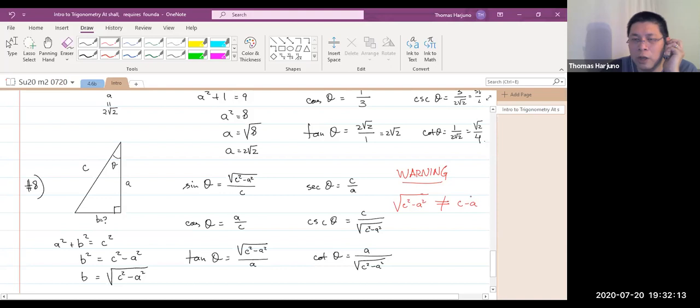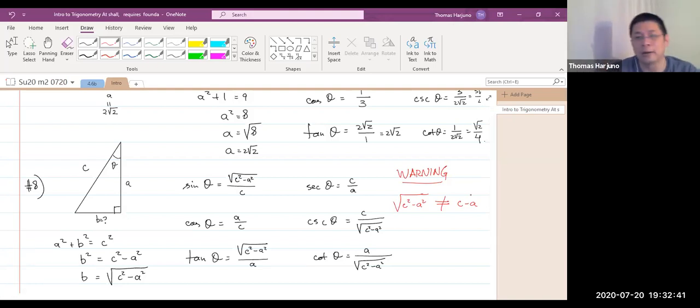Okay, and you can try using c and a equal to 5 and 4, let's say. Then you will see one of them gives you 3 and the other one gives you 1. So the square root of a difference is not the difference of square roots.